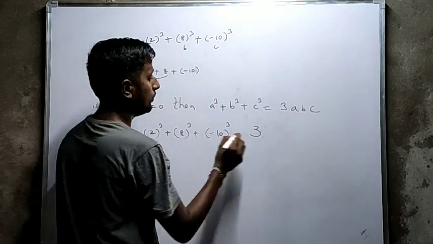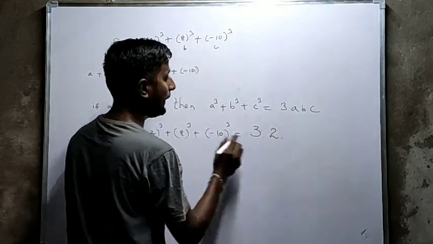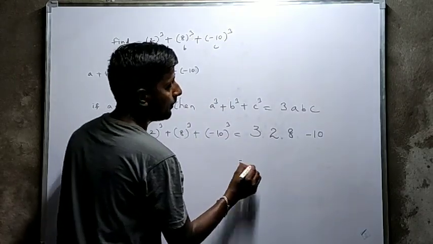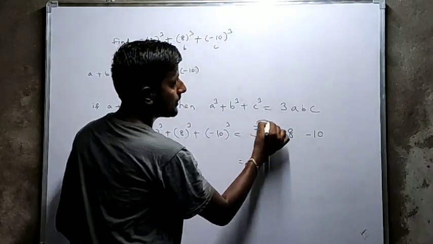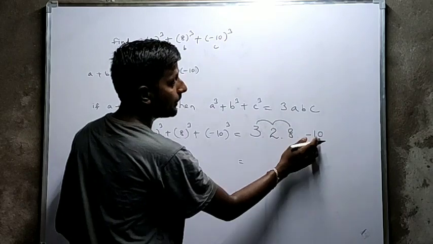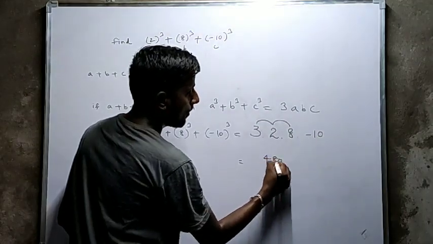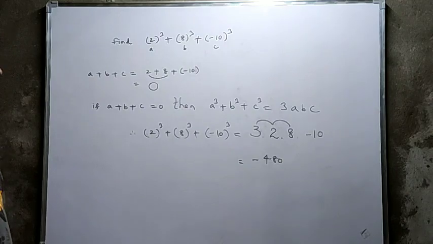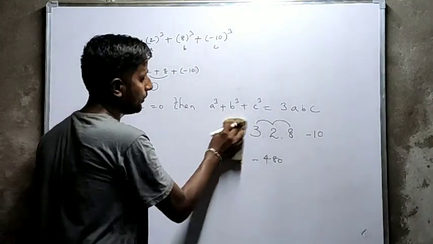So therefore I write 2 cube plus 8 cube plus minus 10 cube is equal to 3 into a value 2, b value 8, c value minus 10. Better go with round numbers. 2 3s are 6, 6 4s are 24, 24 into 10 is 240, so minus 480. That is the answer. We'll see one more example.